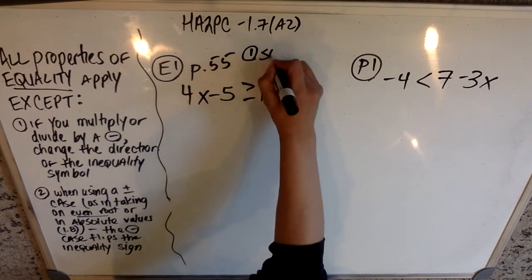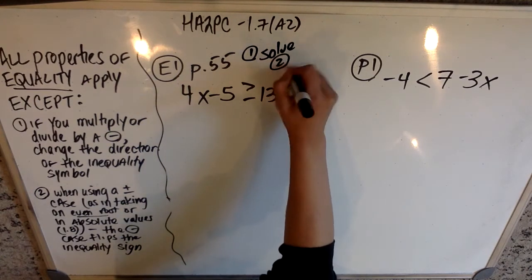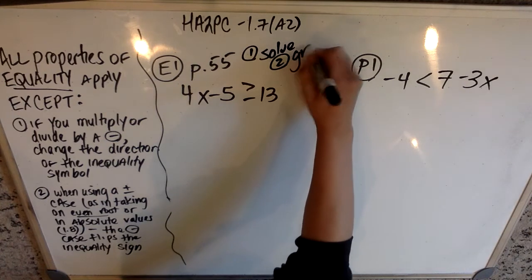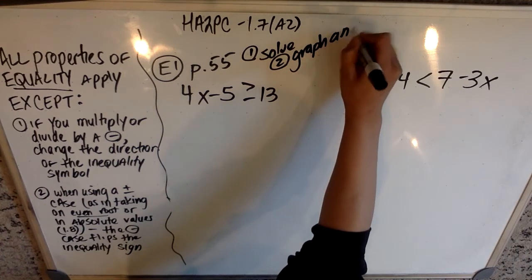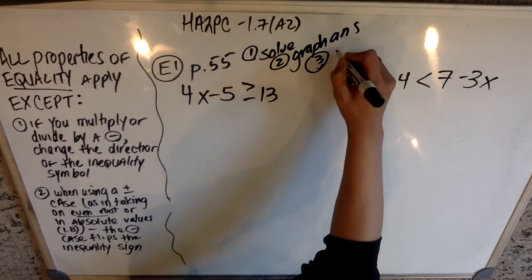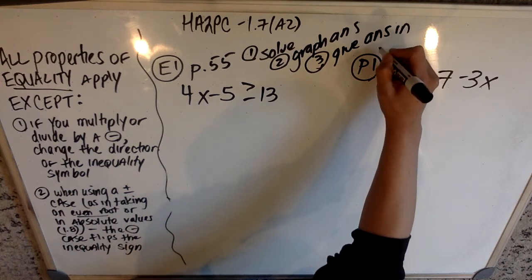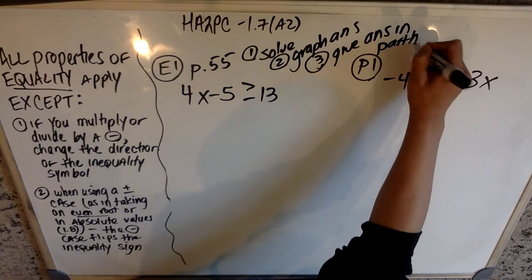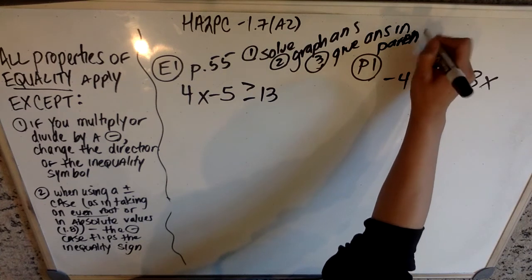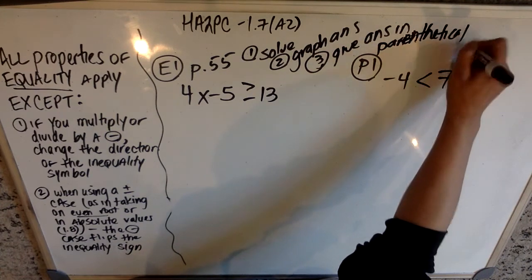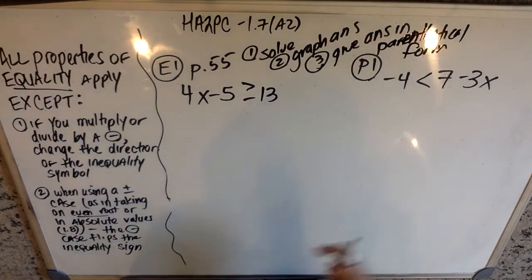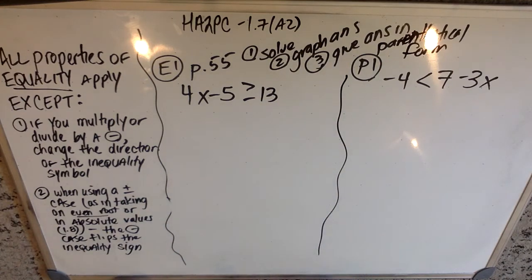Now, what we're going to do here is we're going to solve. So first thing we're going to do is solve, right? Second thing we're going to do is talk about how to graph the answer. And then the third thing we're going to do is give the answer in parenthetical form, which is the thing I'm going to teach you that your textbook doesn't actually emphasize, but I think is super duper important for you to learn for the long haul. So that's what we're going to do for both of these problems. So let's walk through example 1 first.